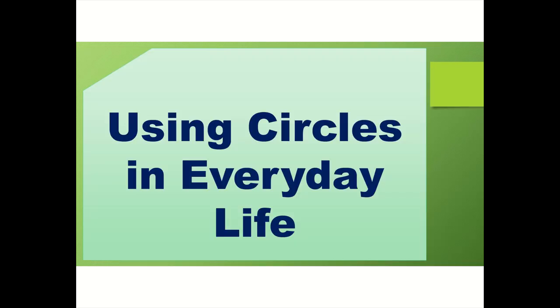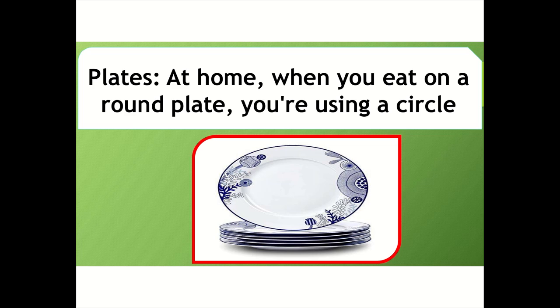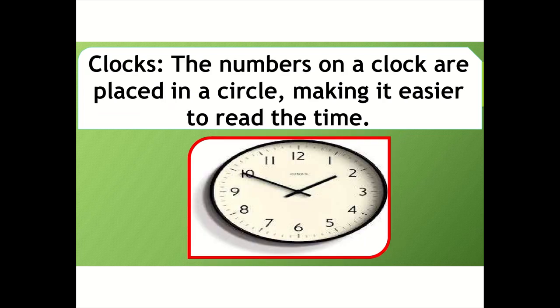Using circles in everyday life. Coins: every coin you use is shaped like a circle. It has a center and an edge, and you can measure the radius. Plates: at home, when you eat on a round plate, you're using a circle. Clocks: the numbers on a clock are placed in a circle, making it easier to read the time.